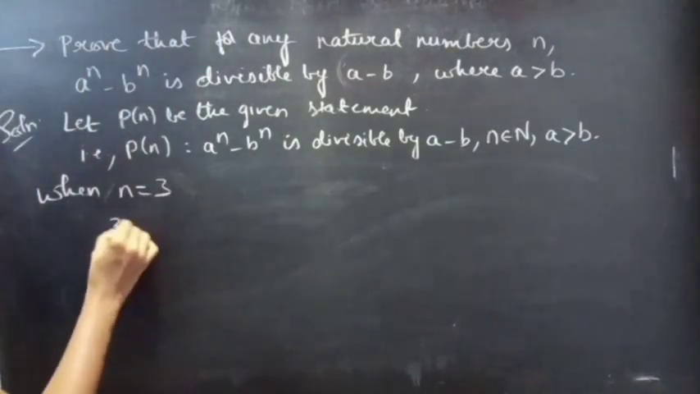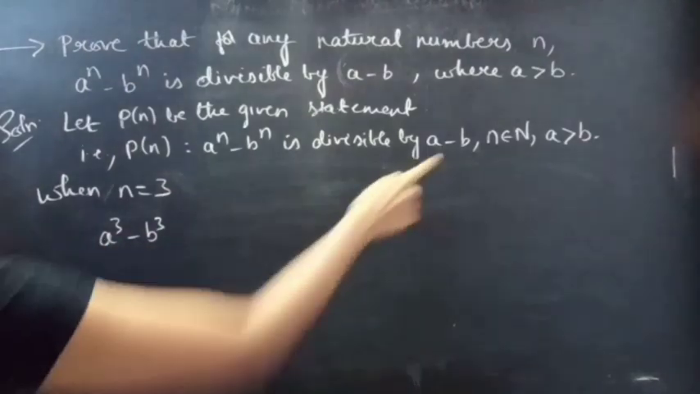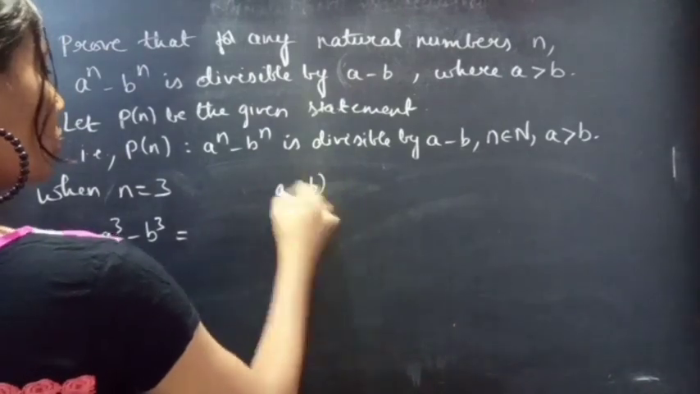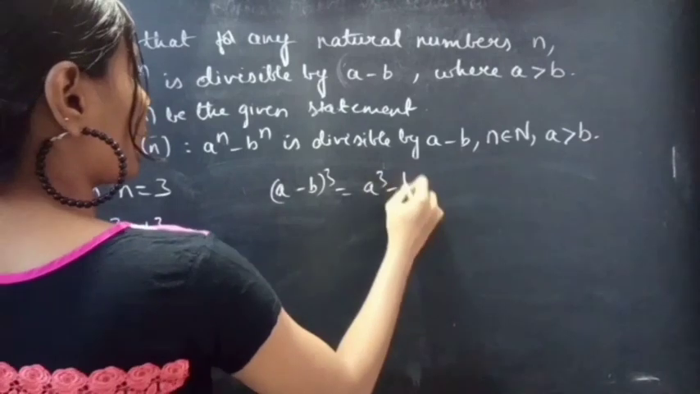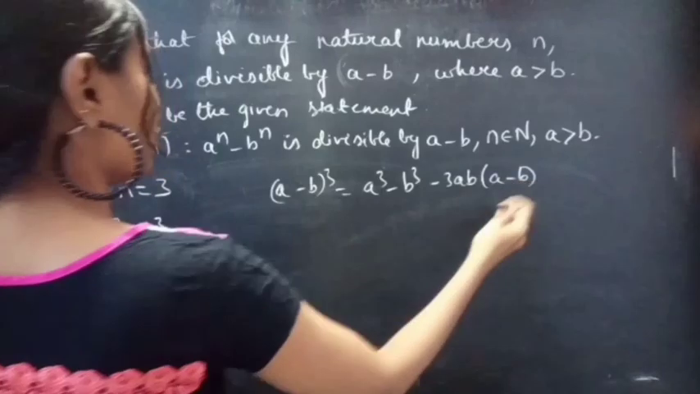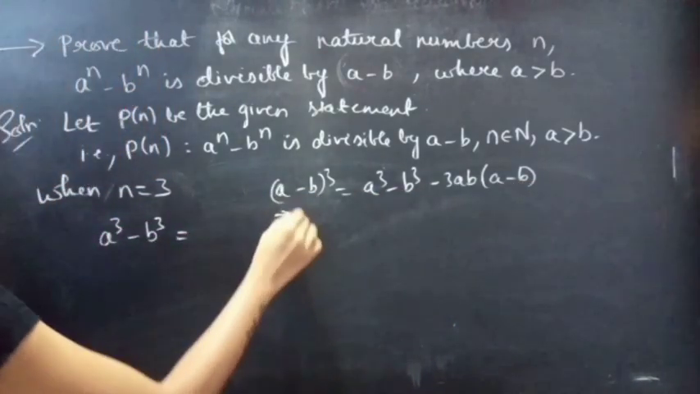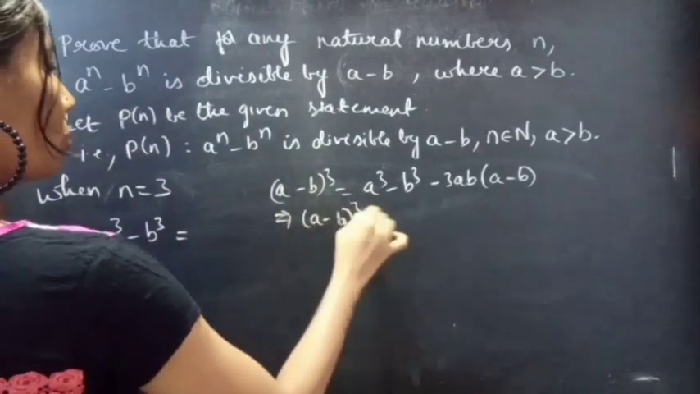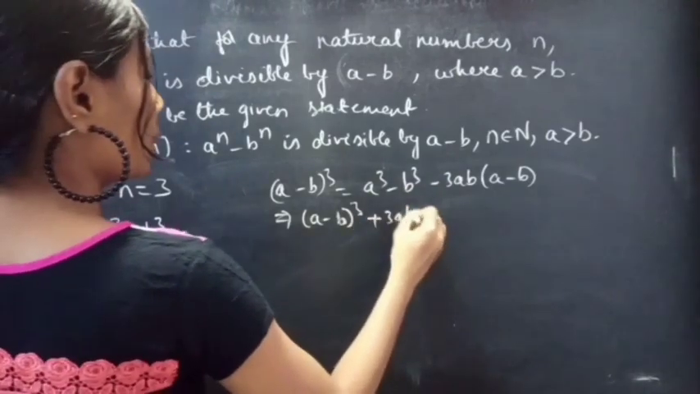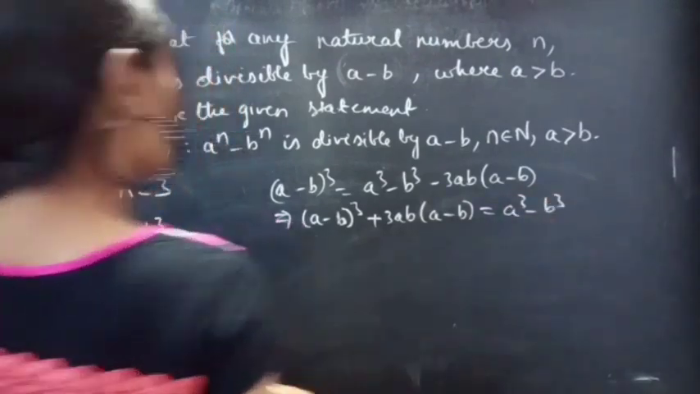For n equals 3, we'll get a³ − b³. Now we have to show that a³ − b³ is divisible by a − b. Since we know that (a − b)³ = a³ − b³ − 3ab(a − b), now bring −3ab(a − b) to the LHS, we'll get (a − b)³ + 3ab(a − b) = a³ − b³, right?